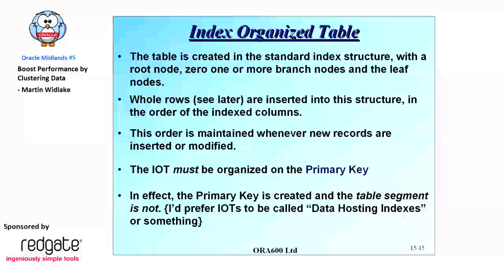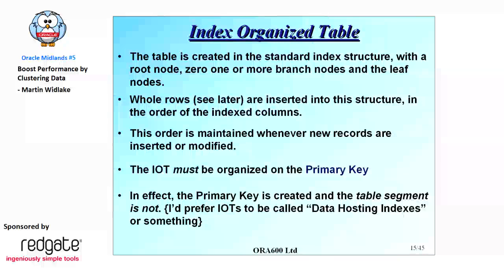Your IOT must be organised on the primary key, and that can be a little sticking point. There are ways around it. I cover it in my other talk and on my blog. So in effect, you create the primary key, no table segments are created, and all the data is kept in the index. I prefer IOTs because of my data hosting. It's not an index organised table, it's an index holding a table.